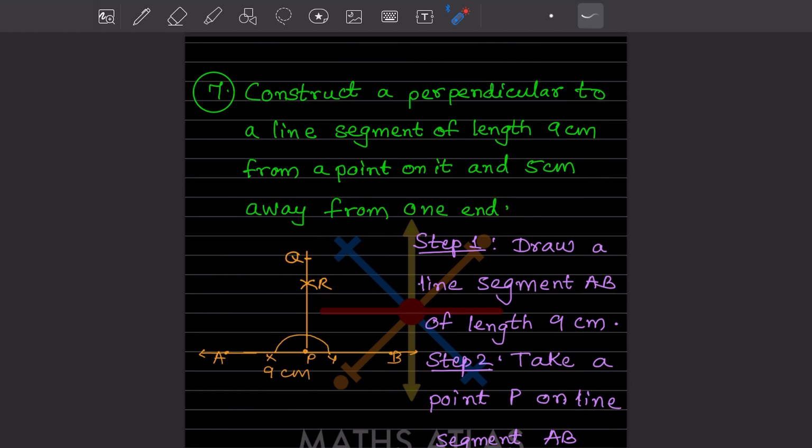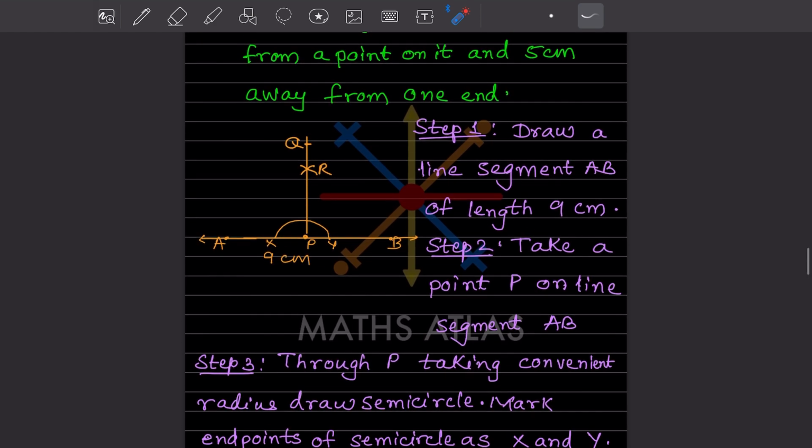So take a point P on line segment AB. Then what will you do? To point P, taking convenient radius, draw a semicircle. So from here, you will take some distance and then you will draw a semicircle over here. Mark the endpoints of the semicircle as X and Y. So these are the endpoints you are going to mark as X and Y.